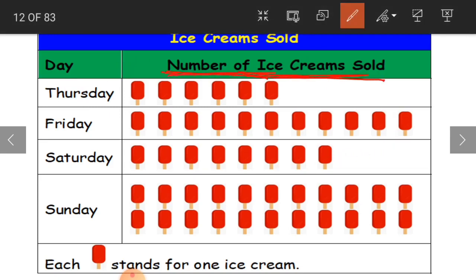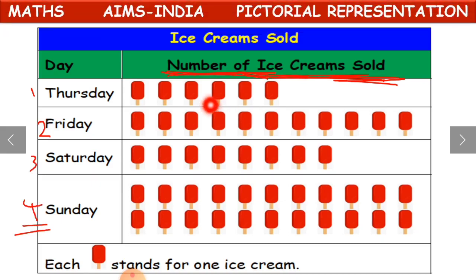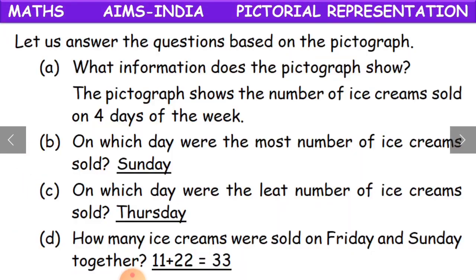It is showing the number of ice creams sold on 1, 2, 3, 4 days of the week. What is a pictograph showing? It is showing the number of ice creams sold on 4 days of the week.